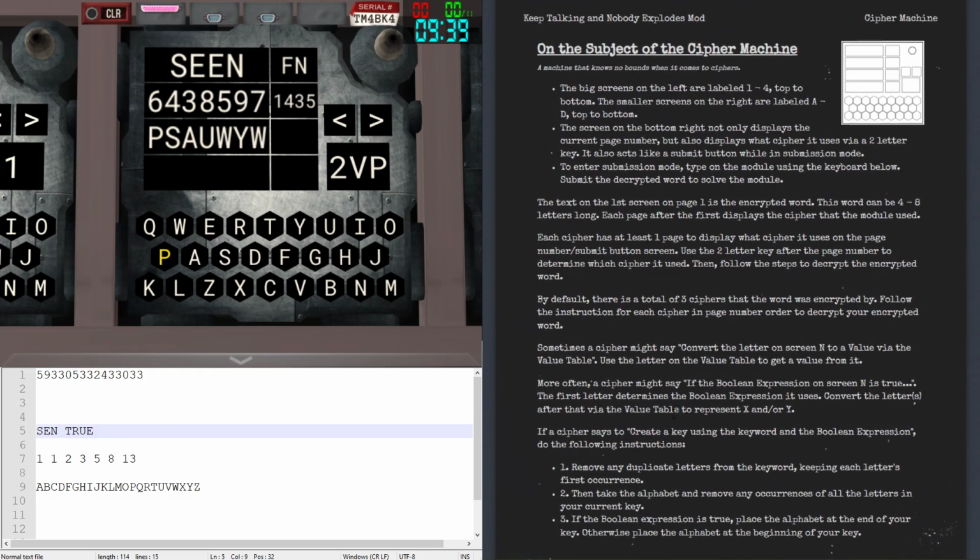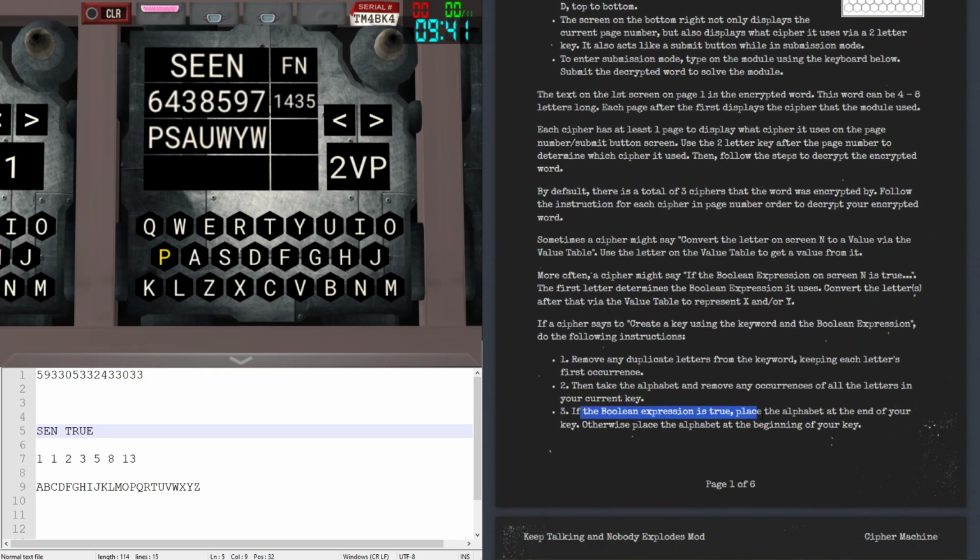So then we go back up here. If the Boolean expression is true, place the alphabet at the end of our key. So we need to place this alphabet at the end of our keyword, doing something like this. All right, back to here now.